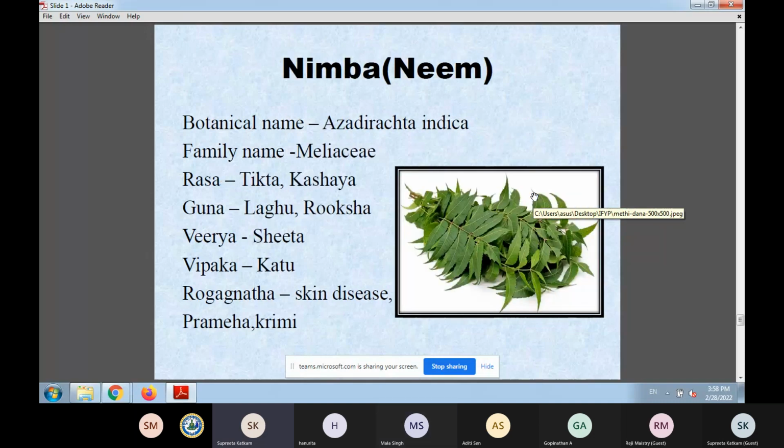Neem. You people have to tell me where all you are using neem, or where all you feel you should use neem.